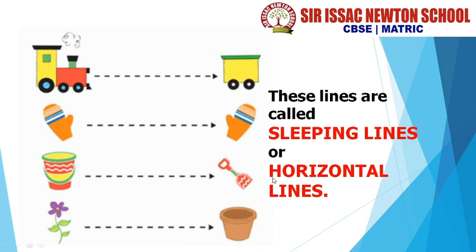And the next one is, these dotted lines are called standing lines or vertical lines. Repeat it with me. Standing lines or vertical lines. Very good. And the last one, these lines are called slanting lines. Say it again. These lines are called slanting lines. Very good.